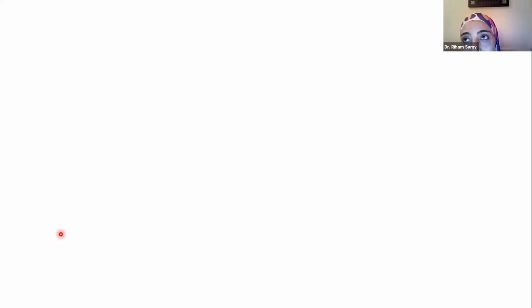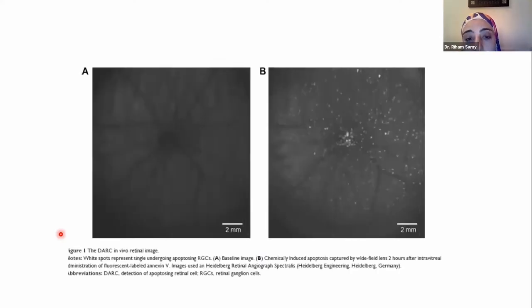We are not seeing the retinal ganglion cells themselves, but recently there is an immunofluorescent technology known as DARC, or the detection of apoptosing retinal cells, and this can let us see the actual effect of the drug on retinal ganglion cell survival.